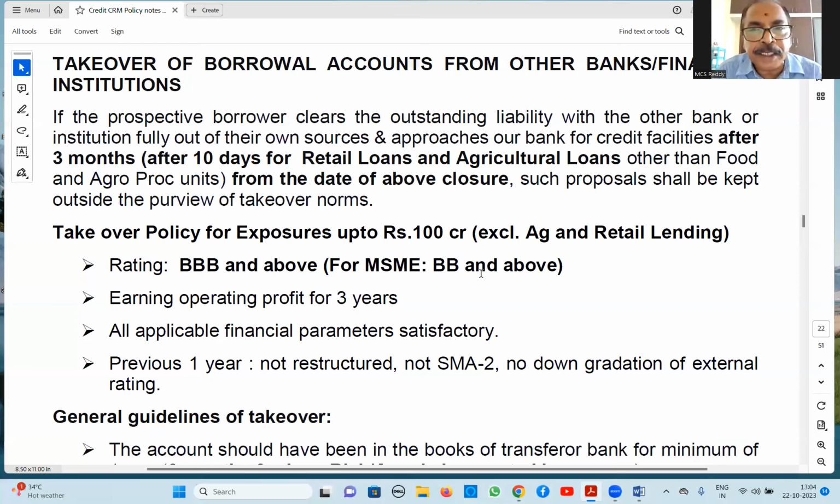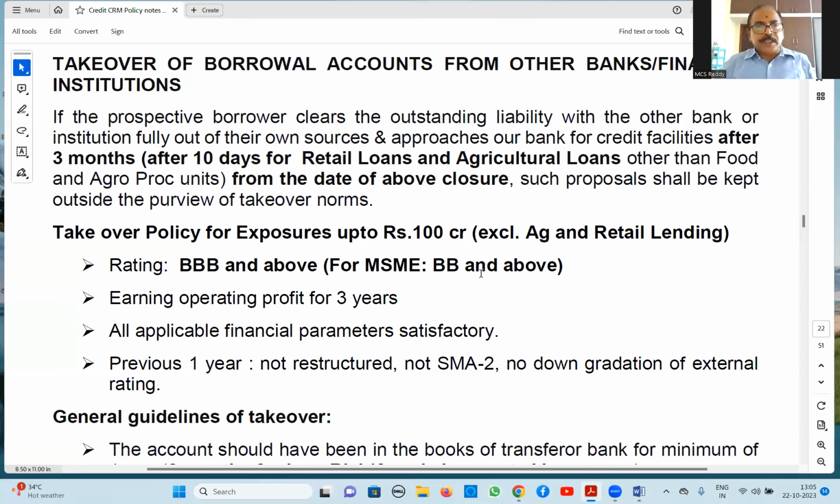Similarly, retail lending के लिए और agricultural loans other than food and agro processing, वो तो बड़ा loans 100 crores and above priority, up to 100 crores it is priority. So those loans के लिए this is not applicable. वो retail lending and agricultural loans के लिए 10 दिन के बाद आया तो वहां क्लोज करके दूसरे बैंक में क्लोज करके after 10 days party has approached, then we don't call it as takeover. So normally after 3 months in case of other advances, after 10 days in case of retail and agriculture, we don't call it as takeover, we consider this as a fresh finance. So takeover norms are applicable for them, not applicable for them.